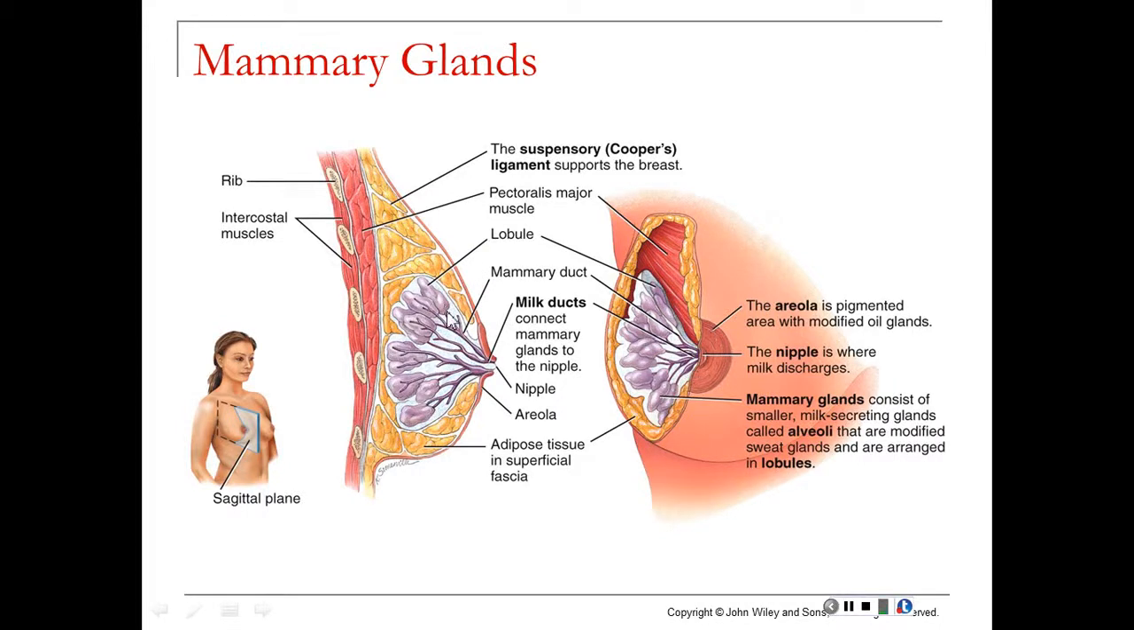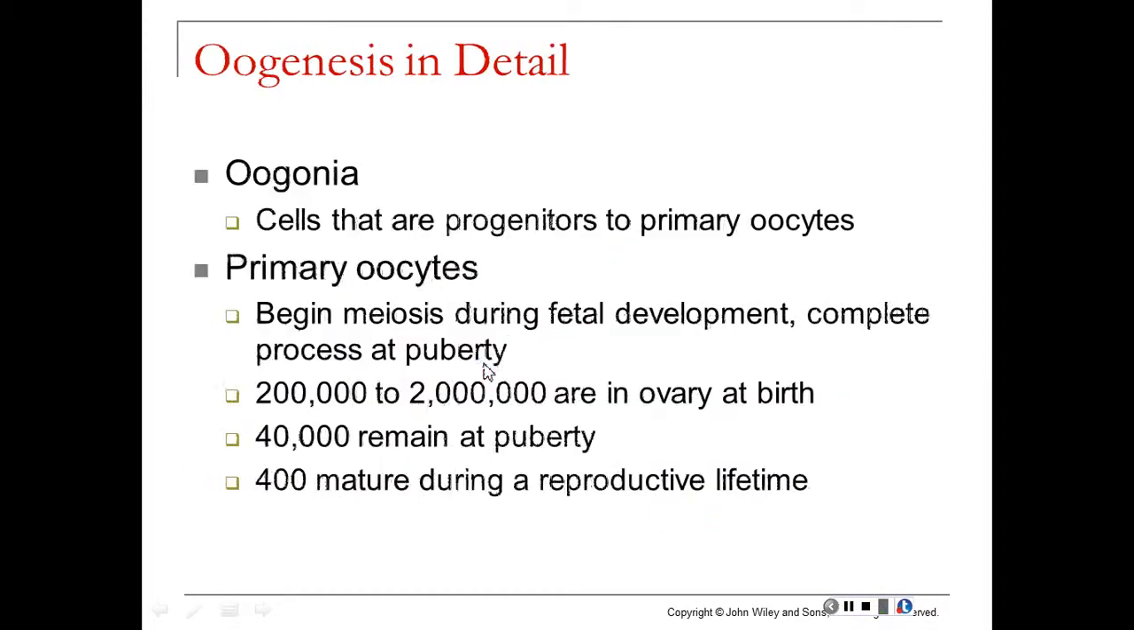The milk is going to drain from these lobules through the ducts down into the nipple. This doesn't really give a good representation of all of the different spouts, so to speak, from the nipple, but there's several holes that the milk will come out.